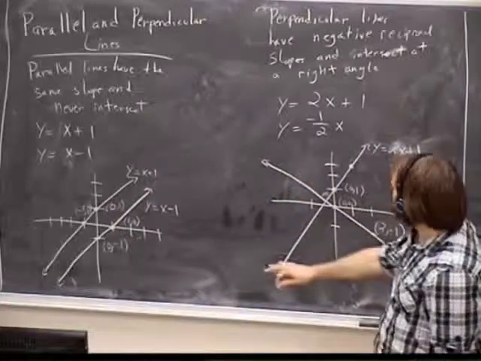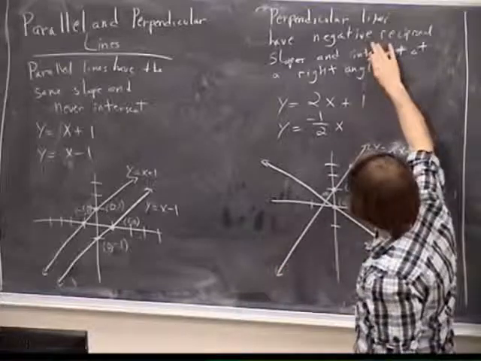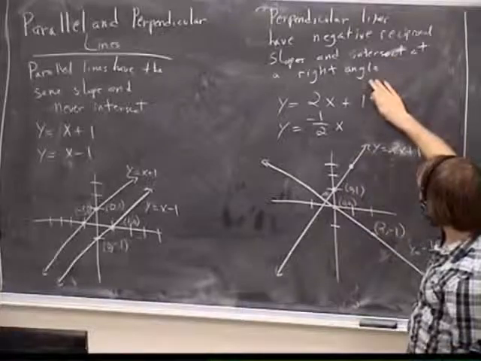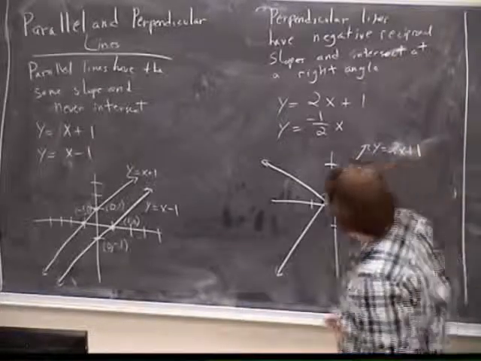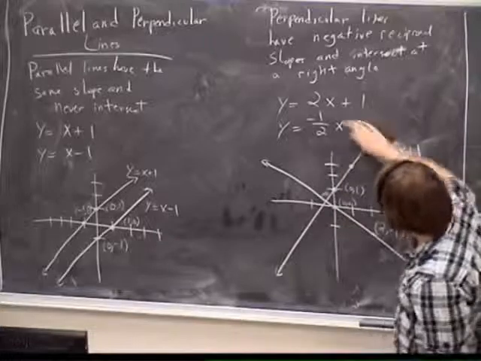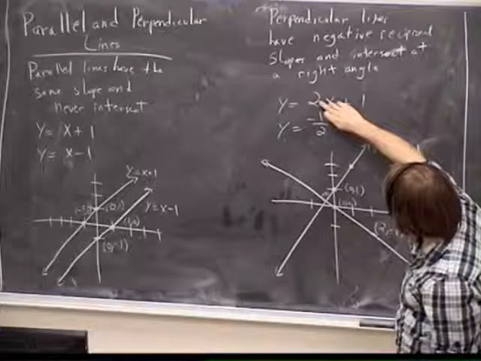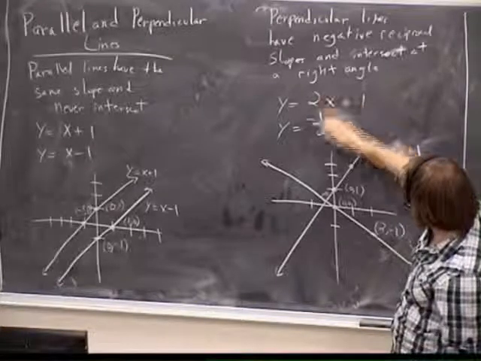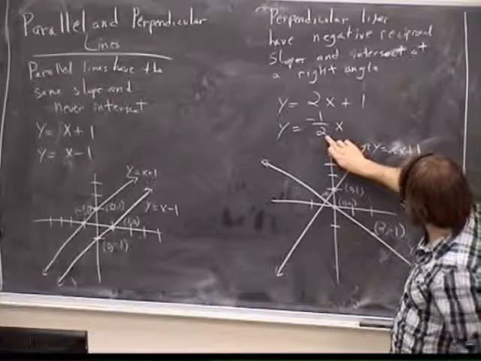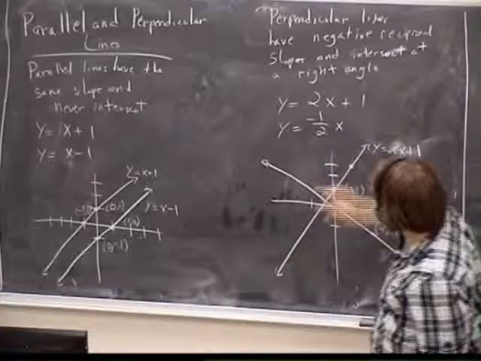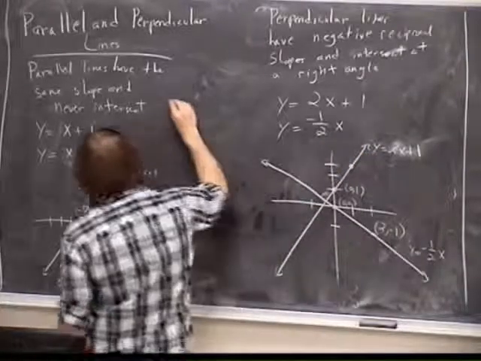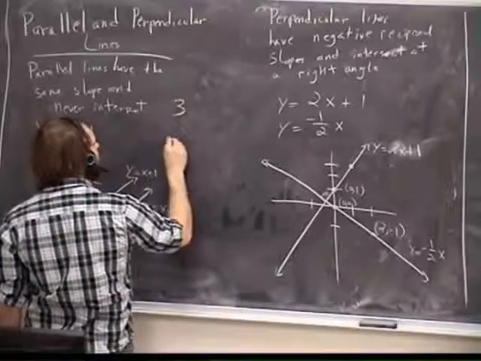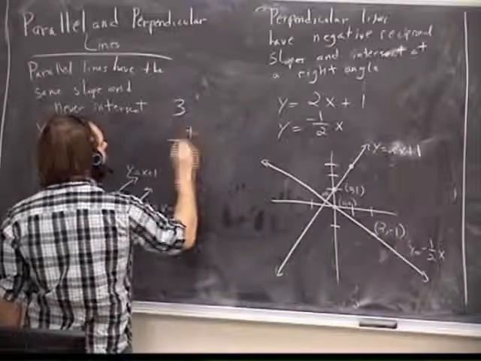Now, perpendicular lines have negative reciprocal slopes, and they'll intersect at a right angle. So what do I mean by negative reciprocal? Well, here's an example. If one line has a slope of 2, the negative reciprocal of 2 is negative 1/2. So just another example, if a line had slope 3, then the negative reciprocal would be negative 1/3.